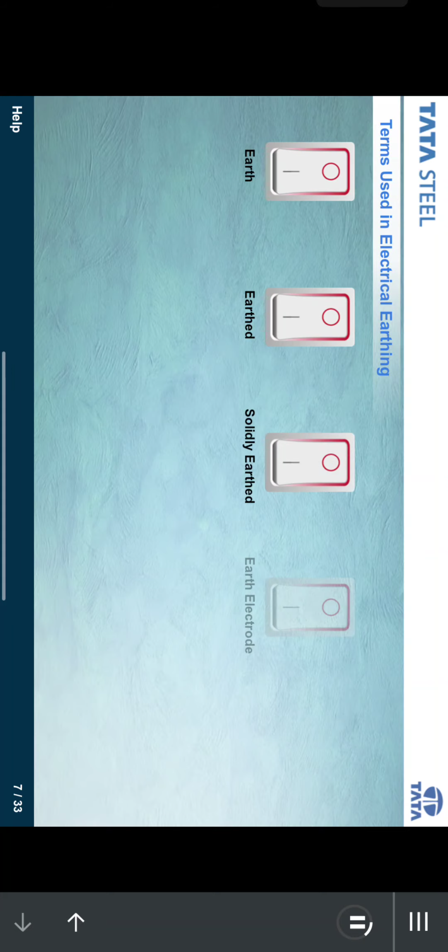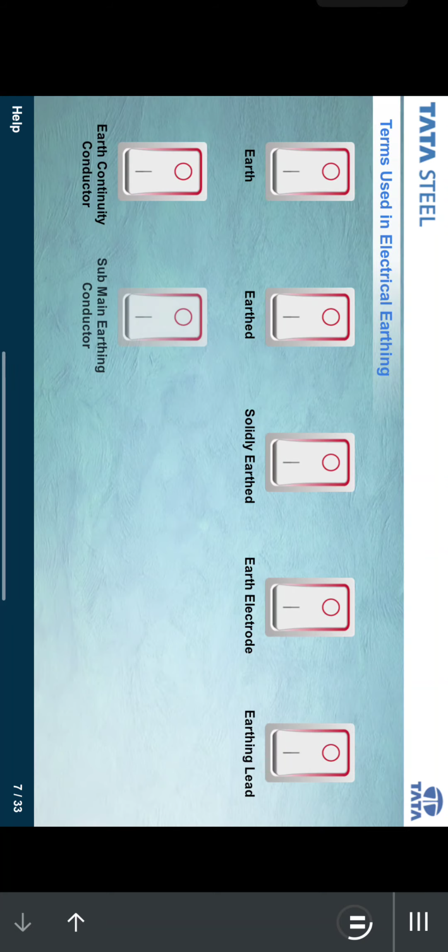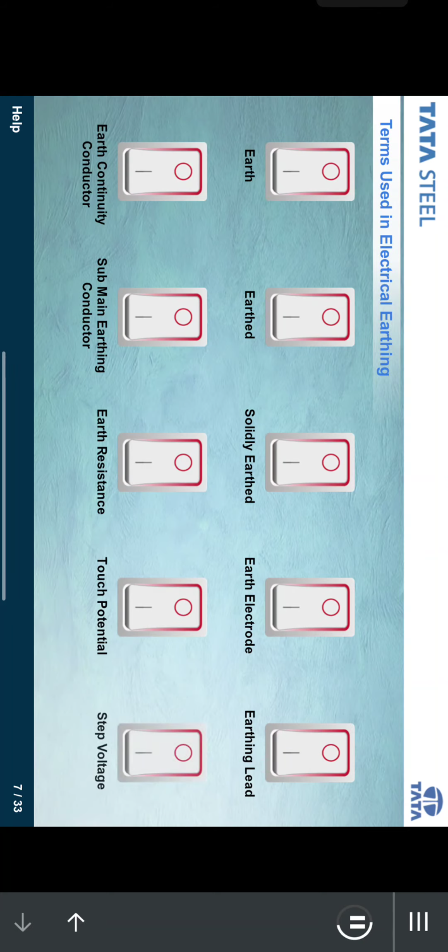We have learned about earthing system, its significance and purpose. Now it is important to learn the terminology associated with earthing. Click on each switch to learn about the terms. Earth. The proper connection between electrical installation system's wire conductor to the buried plate or pipe in the earth is known as earth.